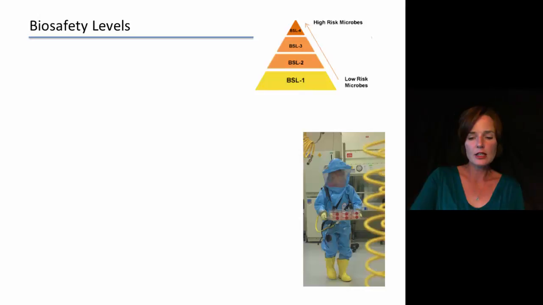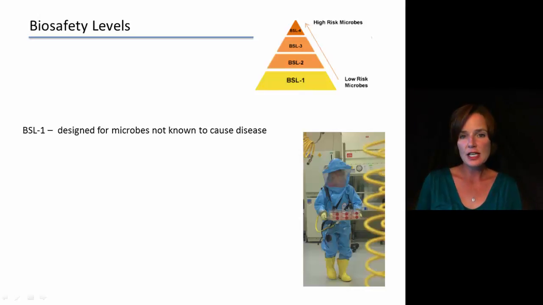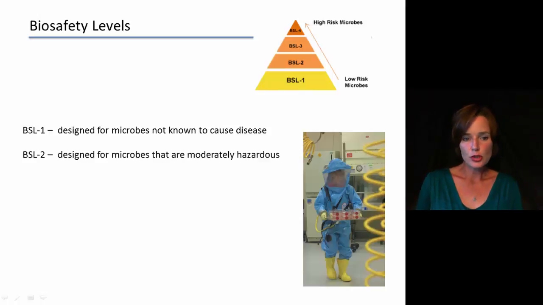So if we look in closer detail at these different biosafety levels, first of all, biosafety level number 1, again, that's the bottom of that triangle, that is going to be the lowest risk microbes. So these are going to be conditions that are designed for microbes that are not known to cause any particular human diseases. When we're talking about biosafety level number 2, then it's a little bit more dangerous. So this would be designed for microbes that are moderately hazardous.